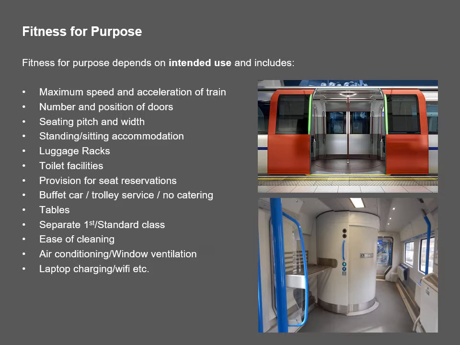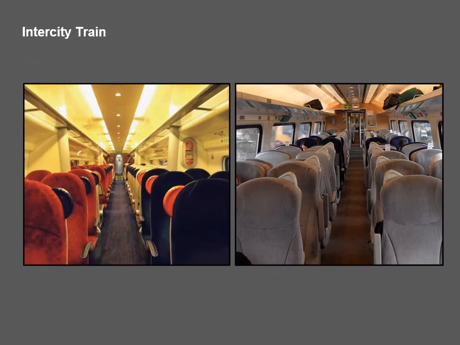We may also have a requirement for air conditioning and ventilation. And in more modern times, we've seen the rise of people needing laptop charging facilities and also Wi-Fi communication. Here we can see two examples of interiors in intercity trains. Due to longer distances, we've got comfier seats, armrests, lots of luggage storage overhead and at the end of each coach.